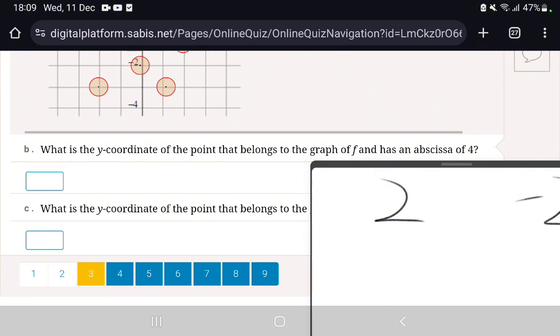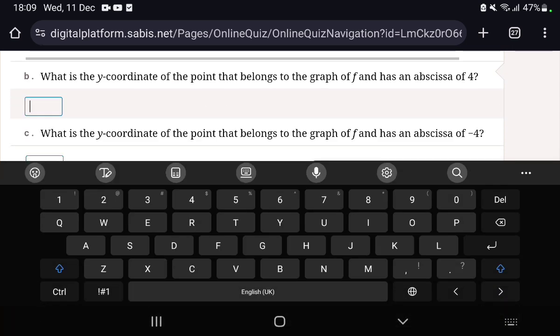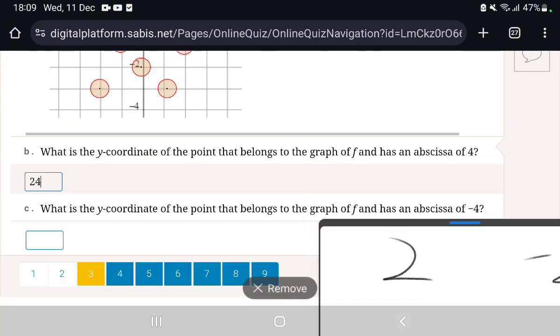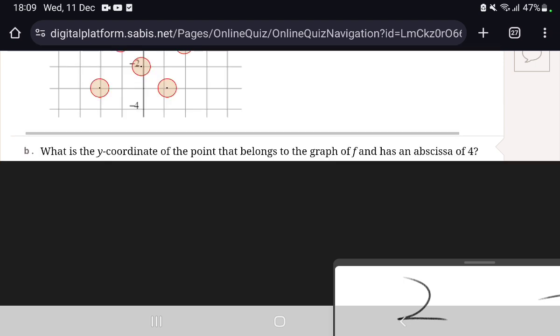Now, what is the y coordinate of the point that belongs to the graph of f and has an abscissa of 4? So we substitute x by 4. So we do 4 times 4 times 4 minus 12 minus 4 divided by 2, which will give us 24. And now for part C, we have to substitute by negative 4. So we do negative 4 times negative 4 times negative 4 plus 12 minus 4 divided by 2, which will give us negative 28.